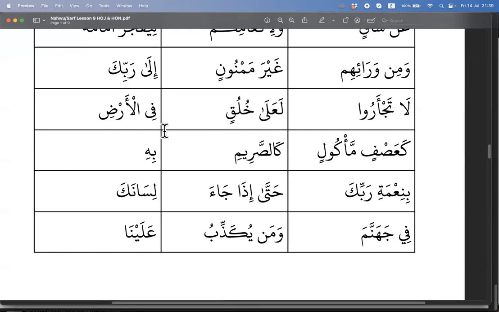Next one, fil arudi. Yes, half of jar. Good. Next one, ka asfim ma'kulin. Mawsuf, sifah. Where is the mawsuf and the sifah? So this is the mawsuf, this is the sifah. Ka asfin. Actually there's a half of jar here. Can you find it?